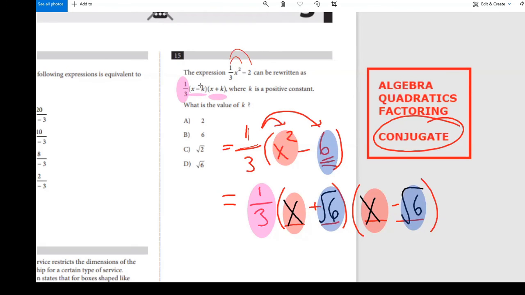But what's this k value? Is it A, B, C, or D? Destin? What's the k value? It's D. That's right. So this was about knowing your factoring patterns, and this one is called the conjugate. And D was the shortcut here, knowing your factor patterns.